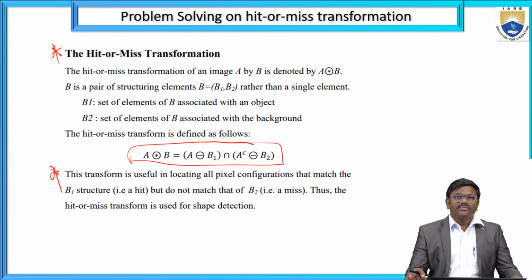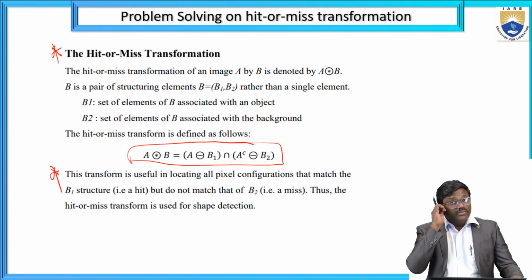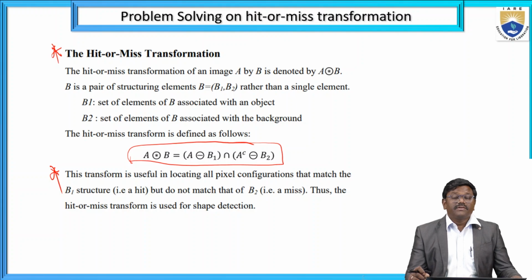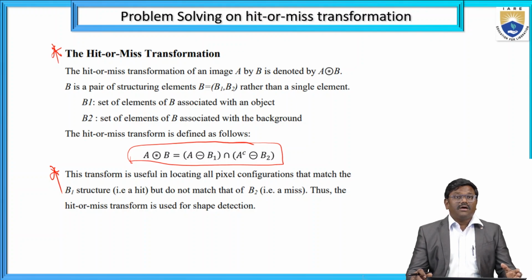So this transformation is useful in locating all pixel configurations that match the B1 structure, nothing but a hit, but do not match that of B2, that is a miss. So the hit or miss transformation is used for shape detection.